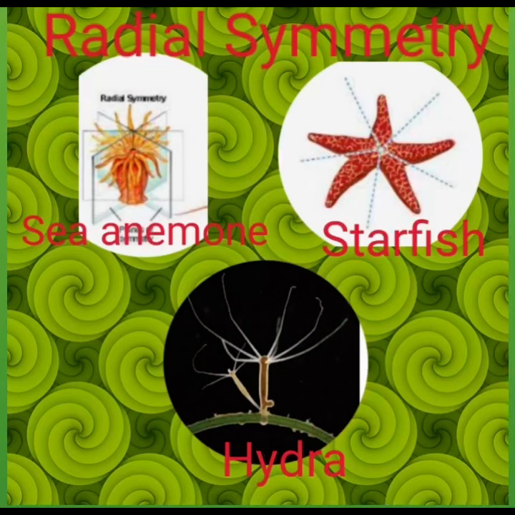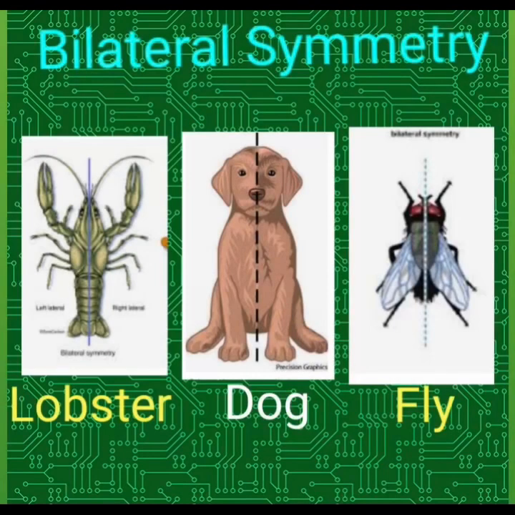The body of sea anemone, starfish, and hydra can be divided into two equal halves by any plane of the body passing through the central axis. Such organisms are said to have radial symmetry. In the body of lobster, dog, and fish, there is only one such imaginary axis of the body through which we can get two equal halves. Such organisms are said to have bilateral symmetry.